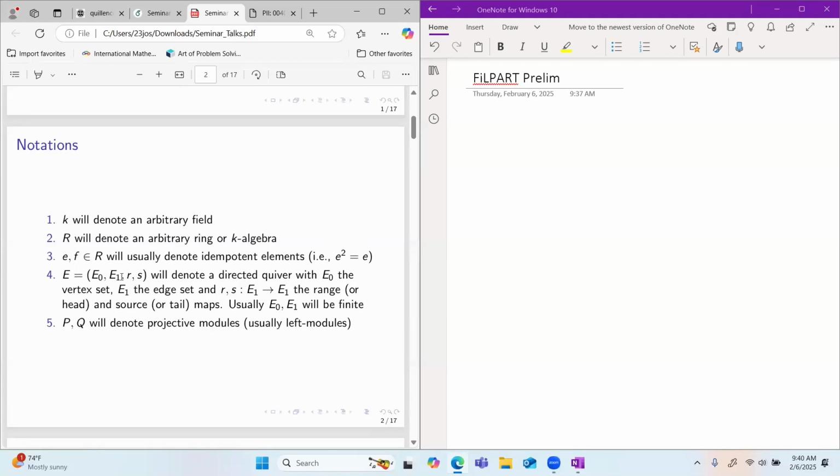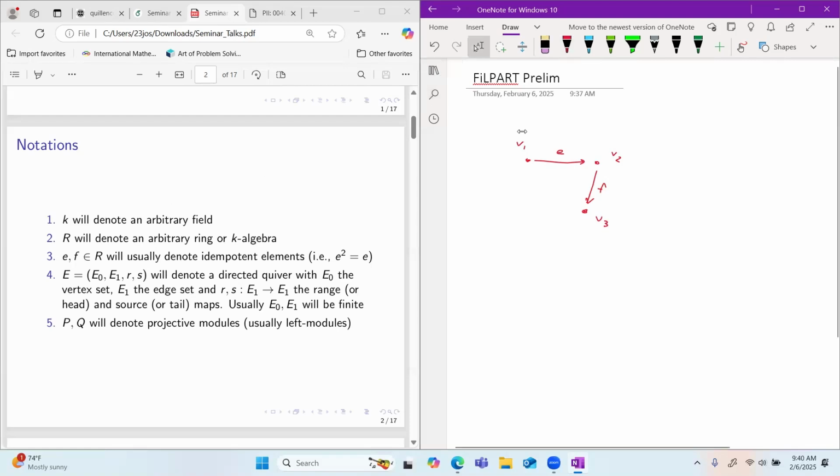And if I have a tuple, E0, E1, r, s, this will refer to a quiver. So if you recall, the idea of a quiver is, let me see if I can write this out. Does this work? Yeah, perfect. So if you have a quiver, recall that's just essentially a directed graph. V1, V2, V3. So E0 would refer to the set of vertices, V1, V2, and V3. E1 would refer to our edges, e and f.